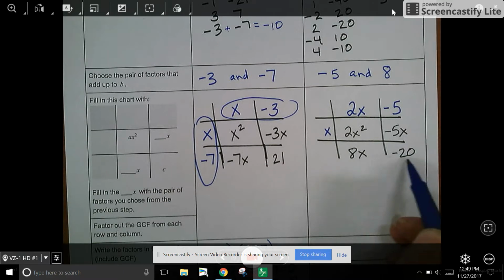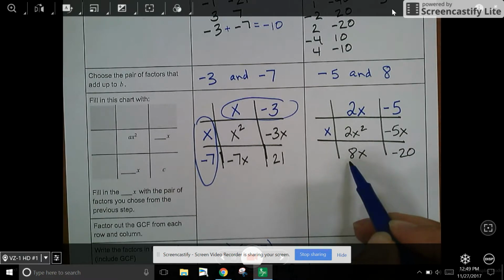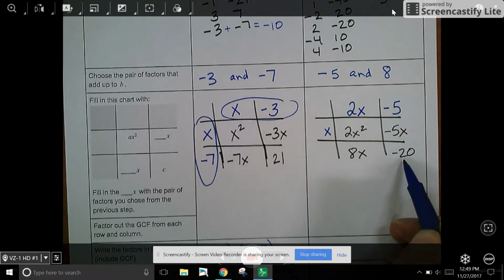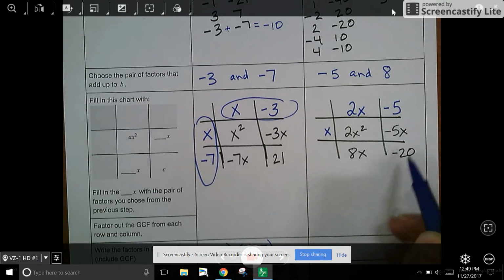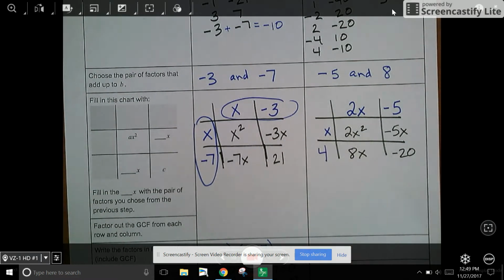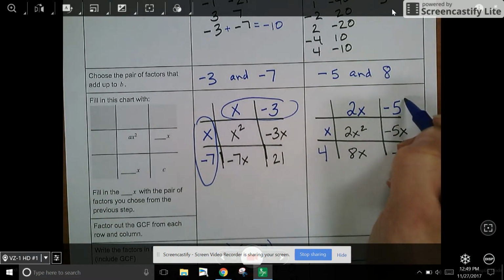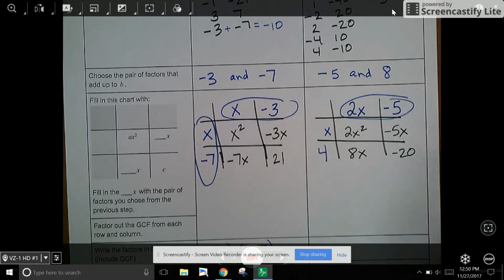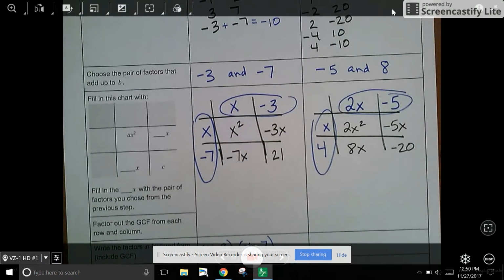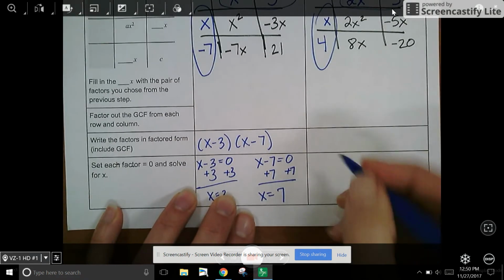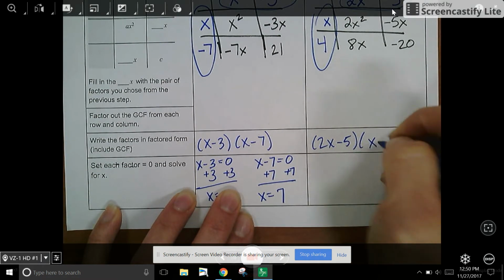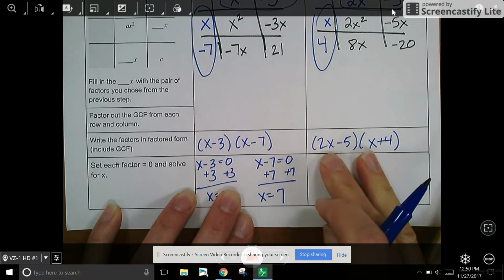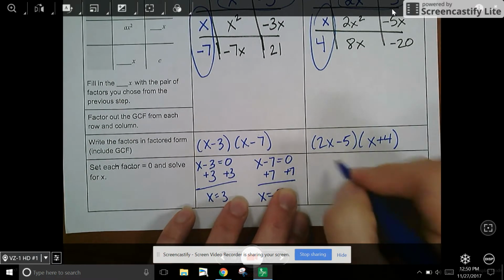And then now I'm going to come to this last row. 8 cannot go into 20, so I need to try something smaller. I'm going to try 4. 4 can go into 8, and 4 can also go into 20, so I can pull out a 4. So this means that my factors are 2x minus 5 and x plus 4. And I'm going to write them out down here in parentheses. So those are my factors, and I'm going to set them equal to 0 to solve.